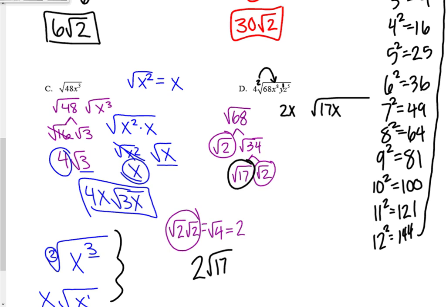Y has an exponent of 1. Well, I can't divide 1 by 2, so 2 does not go into 1. So I'm going to keep my y underneath. Then I'm going to say 2 goes into 5. 2 goes into 5 two times. So I have a z squared I can pull on the outside. And then I'm going to have 1 left over. So I have 1z left over underneath.